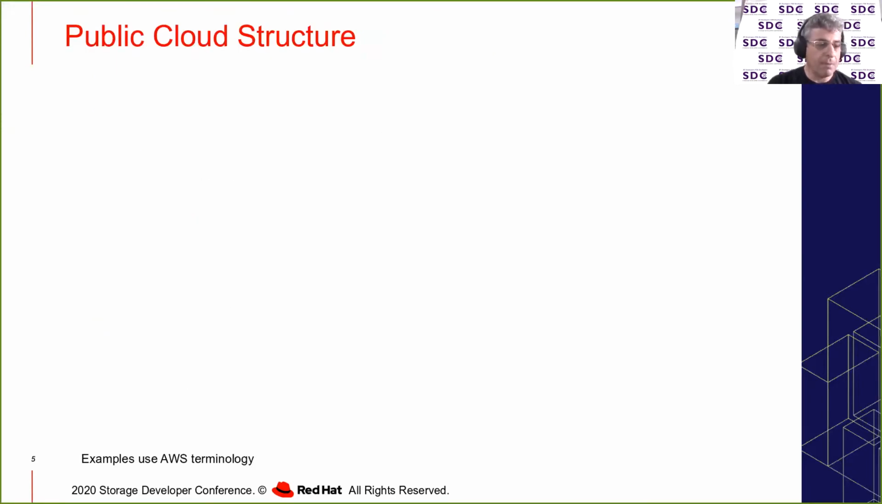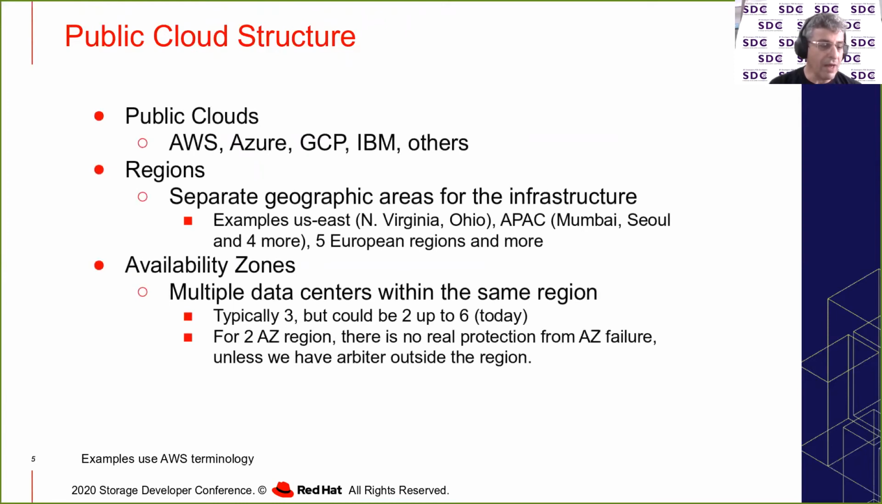So what is a public cloud? Note that I use here AWS terminology. Terminology may change a bit from provider to provider, but the concepts are the same. For convenience, we use AWS terminology along the presentation. We have several cloud providers, such as Amazon AWS, Microsoft Azure, Google, IBM, and others, all providing the ability to run your workload on their infrastructure.